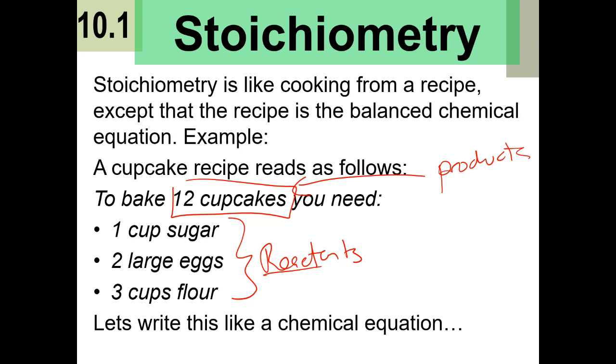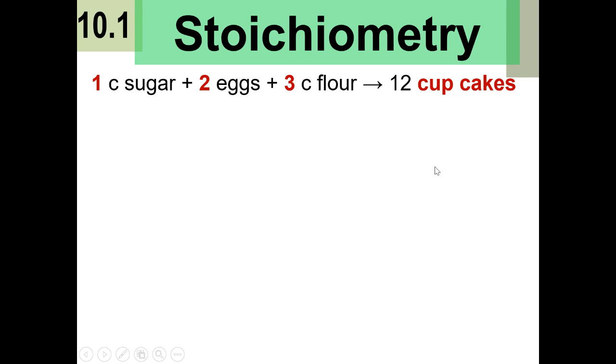Let's rewrite this recipe as if it were a chemical equation. And hey, here it is. I've already done it. So 1 cup of sugar plus 2 eggs plus 3 cups of flour gets you 12 cupcakes. All right, great, perfect. Perfectly useful recipe if you want to make 12 cupcakes.